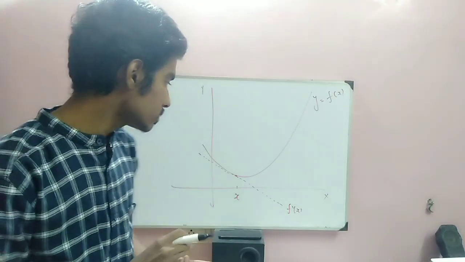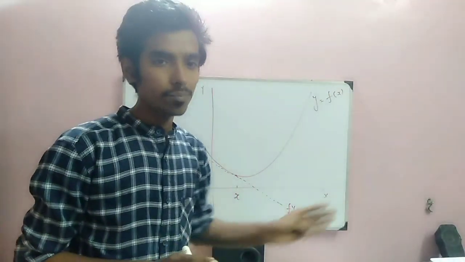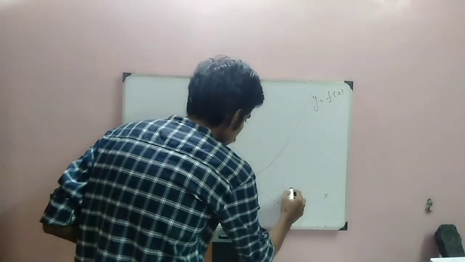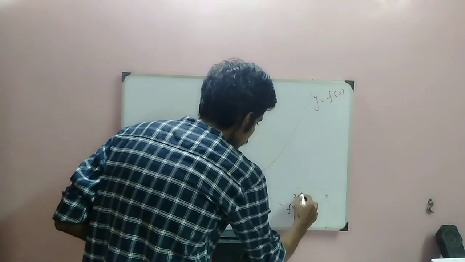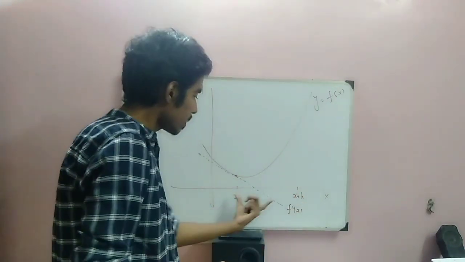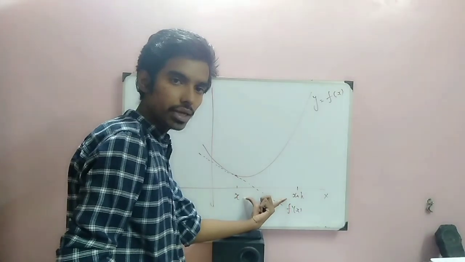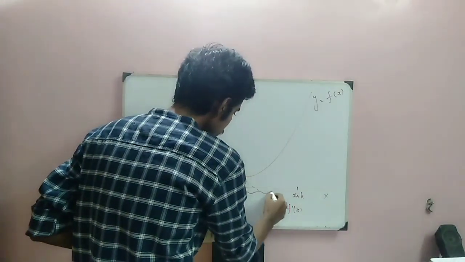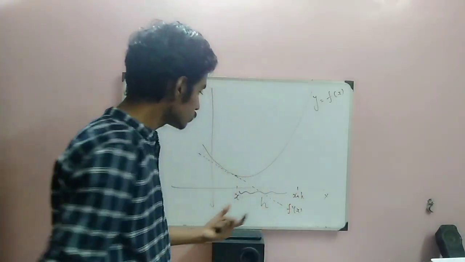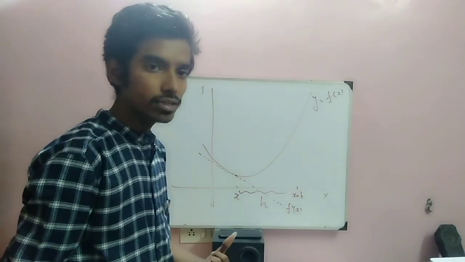Now what I am going to do is take some arbitrary point, right? So let this point be x plus h. So this is x and let this distance be h. So this distance is h, right? So what will this point be? This is x plus h.